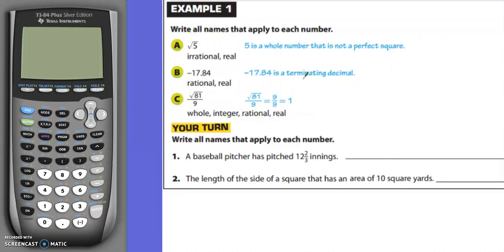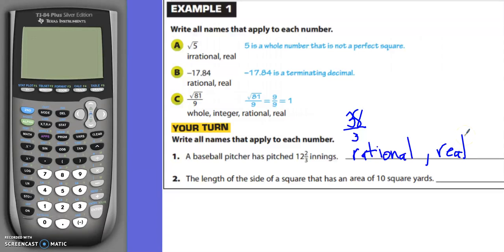Alright, so your turn. I want you to try number 1 and number 2. Alright, a baseball pitcher has pitched 12 2/3 innings. You can actually turn this into an improper fraction. 12 times 3 is 36, plus 2 is 38/3. Since it can be written as a fraction format, we can classify it as rational, and we can also classify it real.